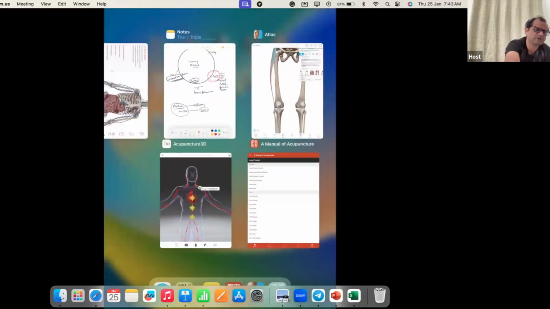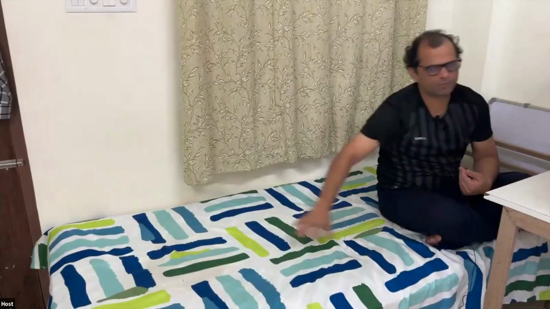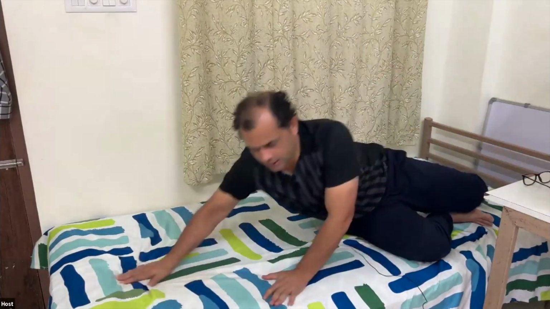So let's do this movement. Let's perform this movement, and we'll remember three muscles: gluteus medius, minimus and TFL. So let's start. Hip abduction. Lie down on your side.